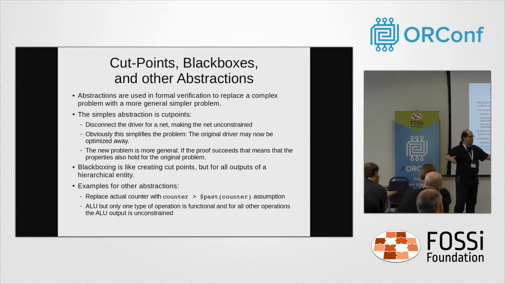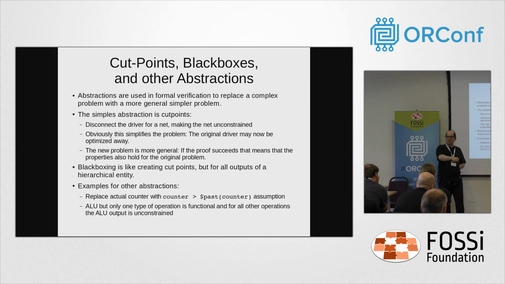So I take my design, and I pick a wire in my design, and I disconnect the driver from the wire. And instead, I make this wire completely unconstrained, and it can have any value at any point in time. And if my check still succeeds after this modification, then obviously it must also succeed with the original driver, because the completely unconstrained wire can't do anything that the original driver would have done. So it's a more general proof. However, it might also be a simpler proof, because now I don't need the driver anymore, and I can optimize away a large chunk of my design, or a small chunk, depends on what kind of wire I just cut.